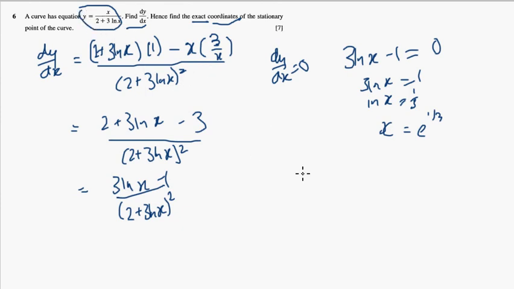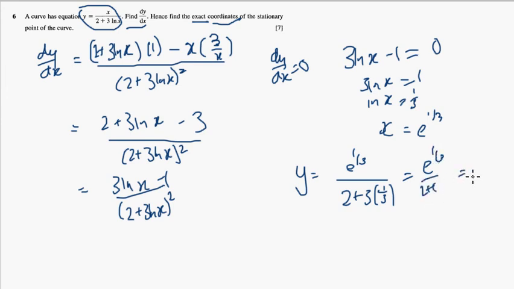y is equal to x over 2 plus 3 ln x. x is clearly e to the third over 2 plus 3 ln x. Ln of e to the third, well, you already know that's a third, so it's going to be 3 times a third. And 3 times a third is 1, so this is e to the third over 2 plus 1, which is e to the third over 3, which means that the coordinates are e to the third and e to the third over 3, or a third e to the third, because it's just x comma y.